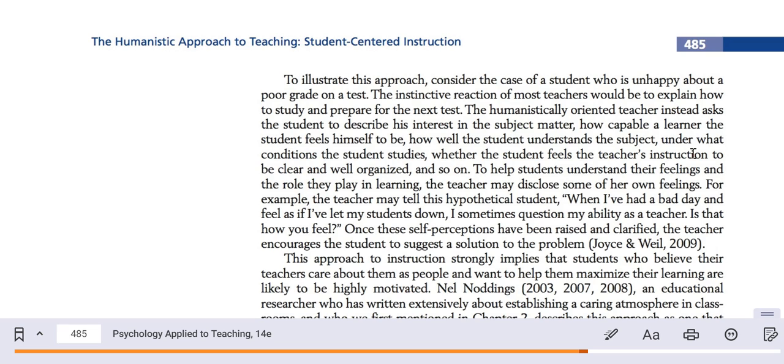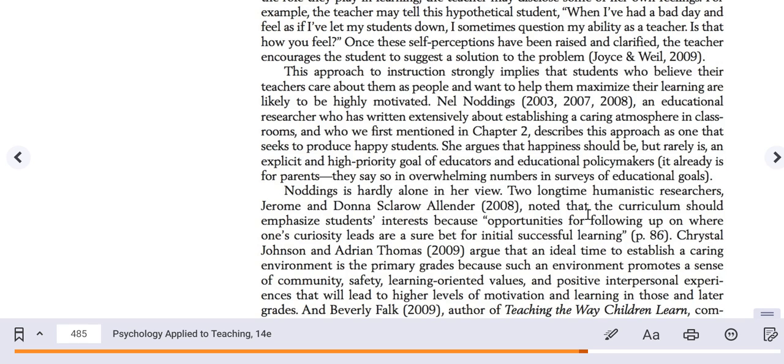To help students understand their feelings and the role they play in learning, the teacher may disclose some of her own feelings. For example, the teacher may tell this hypothetical student, "When I've had a bad day and feel as if I've let my students down, I sometimes question my ability as a teacher. Is that how you feel?" Once these self-perceptions have been raised and clarified, the teacher encourages the student to suggest a solution to the problem. This approach to instruction strongly implies that students who believe their teachers care about them as people and want to help them maximize their learning are likely to be highly motivated.